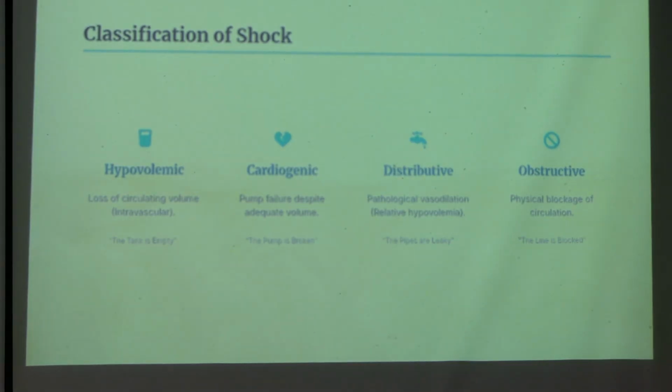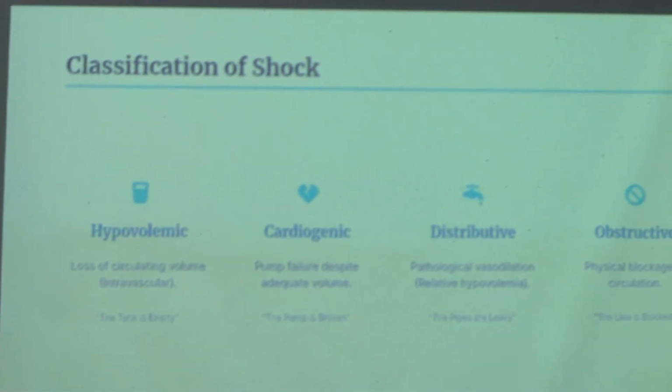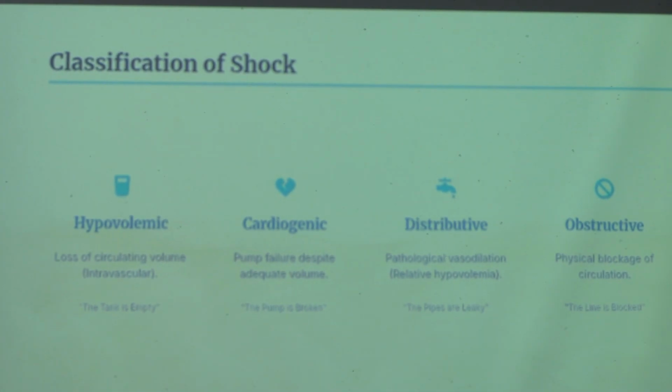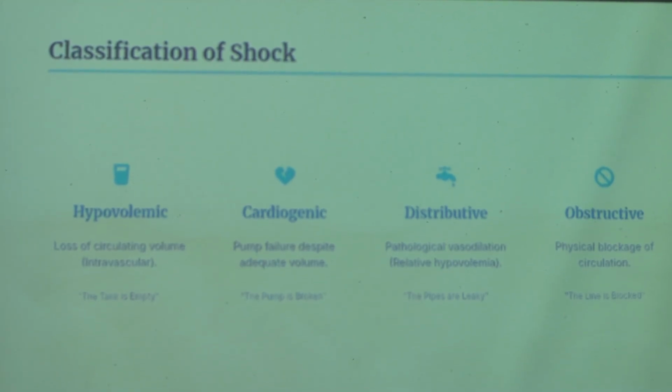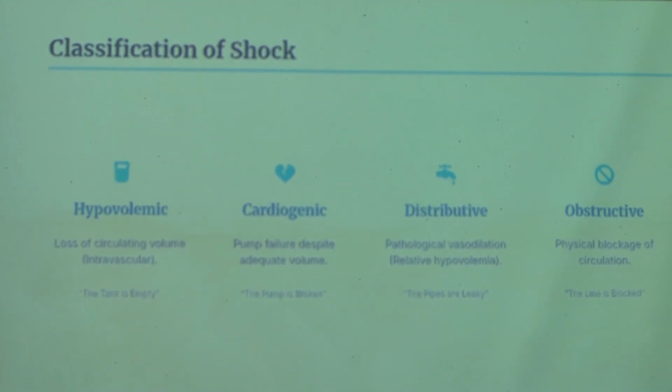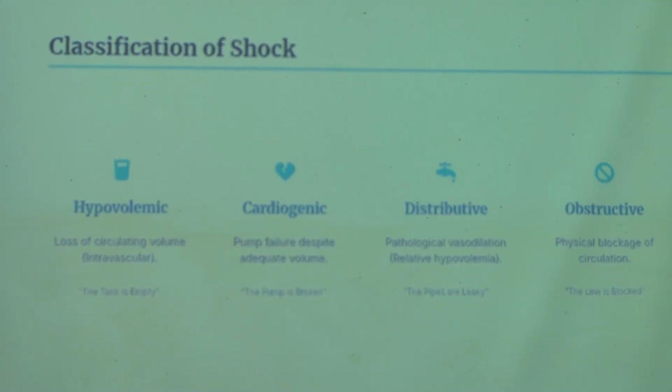The classification of shock. One is hypovolemic, where the volume becomes less. Cardiogenic, where the cause lies with the heart. Distributive. Hypovolemic means loss of circulatory fluid or intravascular volume. Cardiogenic means pump failure despite adequate volume.